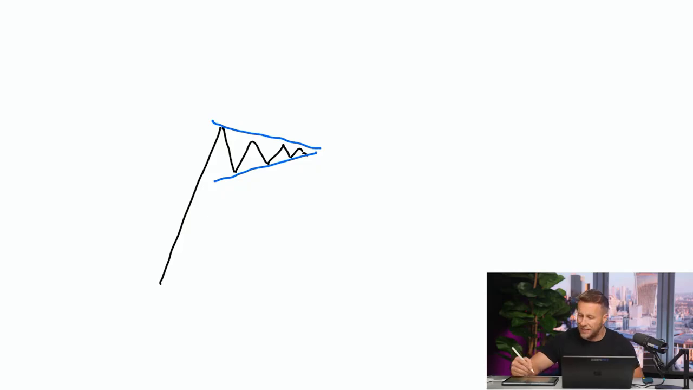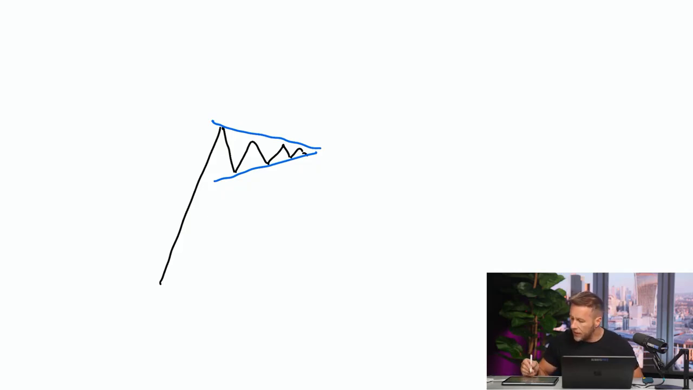Okay, so what we're seeing here is what's called a bullish pennant breakout pattern. And what typically happens is, following a new high, the market starts to put in a series of lower highs and higher lows until it compresses into this channel.